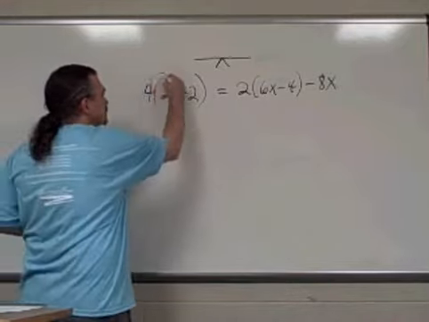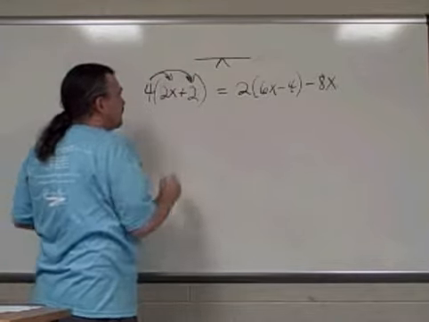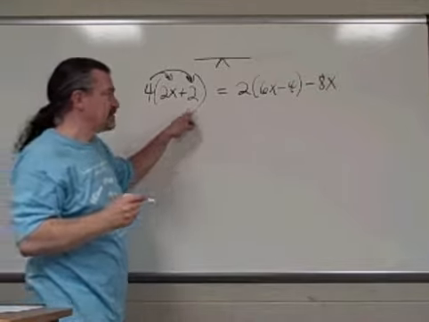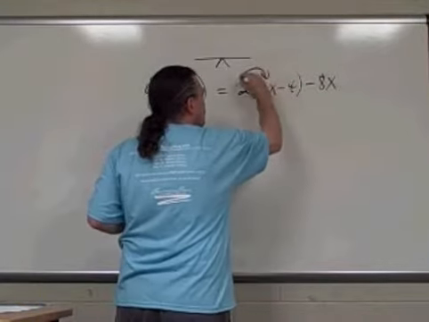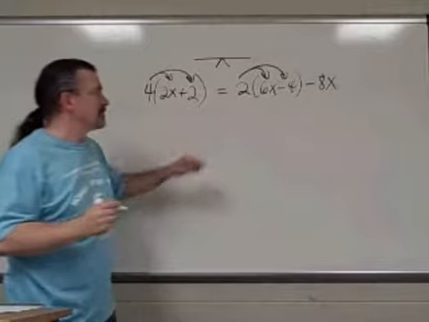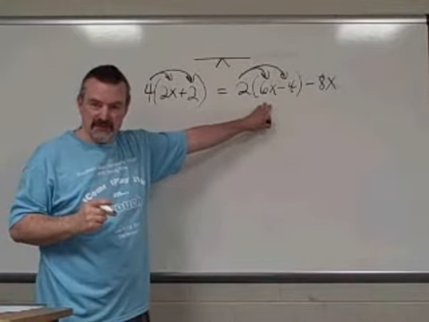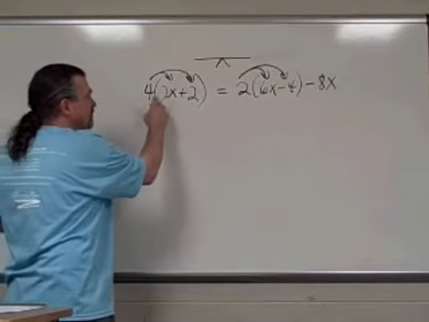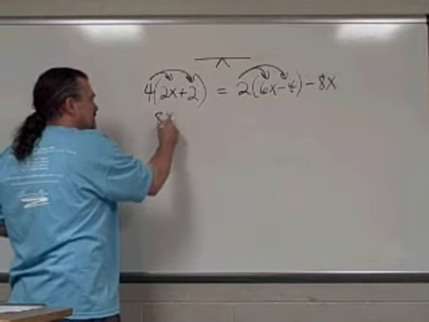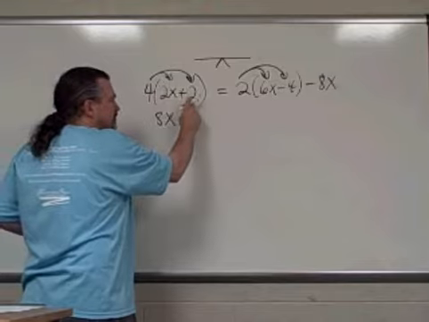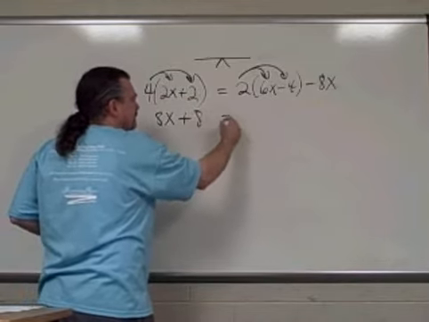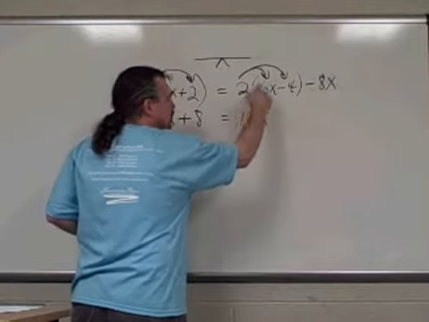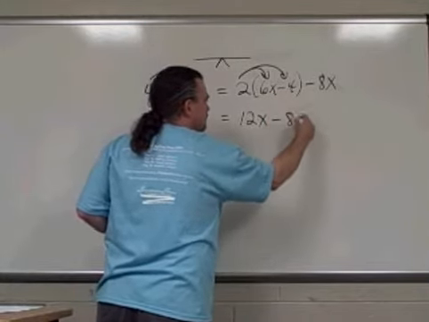We're going to distribute the multiplication of 4 times both of the terms that are here in this set of parentheses. We will distribute the multiplication of 2 times both of the terms that are in this set of parentheses. That will eliminate the parentheses for us. So 4 times 2x is 8x. 4 times a plus 2 is plus 8. 2 times 6x is 12x. 2 times a minus 4 is minus 8.